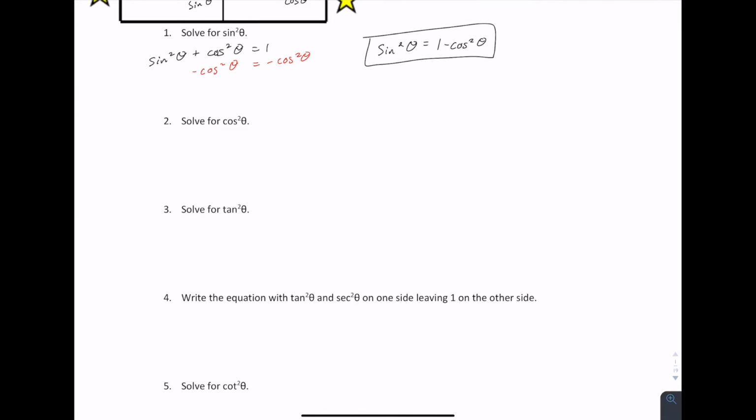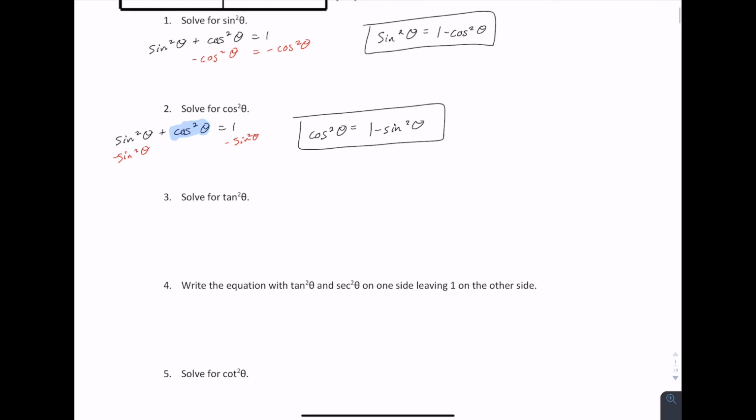Number 2, solve for cosine squared. Now we already have this one up here. Now if you want to rewrite it, feel free. I'm just going to copy paste it because I'm a cheater like that. Okay, so now this time we're solving for cosine squared. If it helps you to highlight what you're solving for, sure. That way you know that stays put. So this time I will subtract sine squared theta from both sides. We end up with cosine squared theta equals 1 minus sine squared theta.